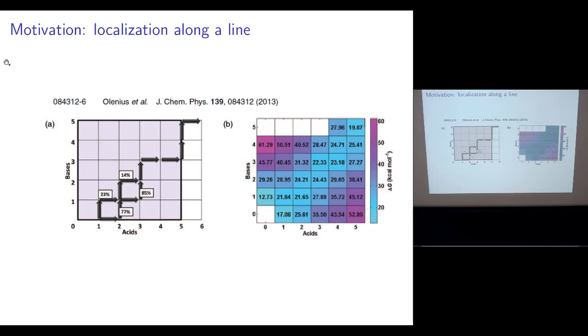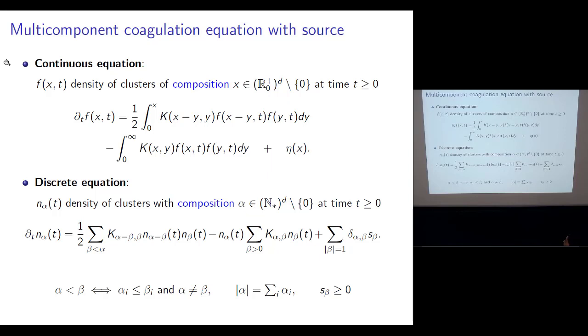One interesting feature is that they see that the less energetic ones are in this line. This motivates us to look for this type of solution in the coagulation equation where the mass concentrates along the line. So we write the multi-component equation, which looks like the one-component one, except that now x is a vector in R^d, and these integrals are multi-dimensional, and the same in the discrete equation. Beta smaller than alpha means that each component is smaller or equal, and alpha is different from beta. And we put the source at the smaller numbers here.